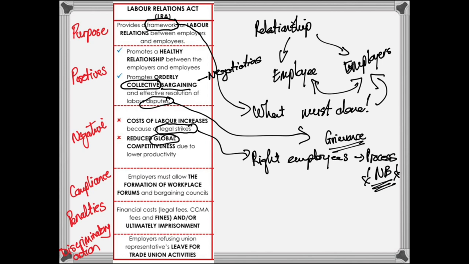Global meaning the world. So why does it make us less competitive in the world, and why does it lower productivity in the business? Because work stands still. So work stands still and the business is not making anything or selling anything, and that is the biggest problem, and that's why it influences global competitiveness.